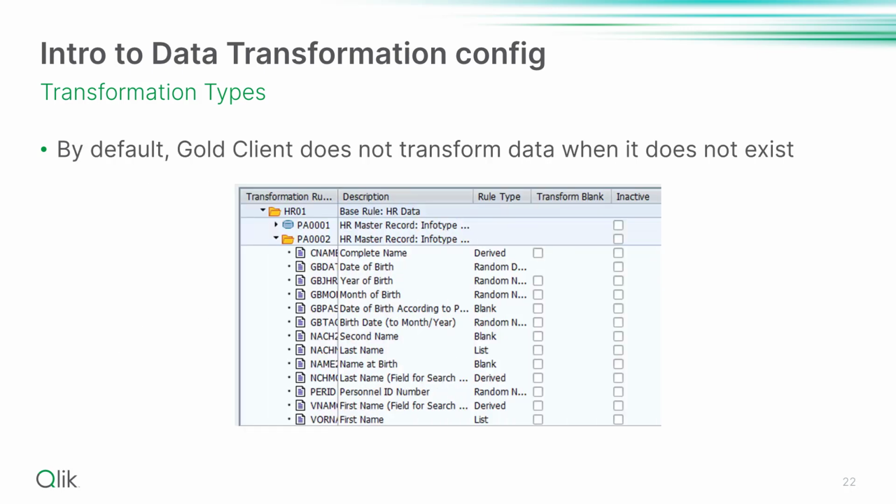And finally, I want to share a bit more insight regarding a couple of other options I mentioned earlier. By default, Qlik Gold Client does not transform data if it does not exist in the source environment, but the transform blank option can be selected to override this default logic. So with this option set, data transformation occurs regardless of whether data exists or not. As for the inactive option, it can be set at either the table or field level when that piece of the configuration needs to be excluded so that data transformation does not occur for that object.